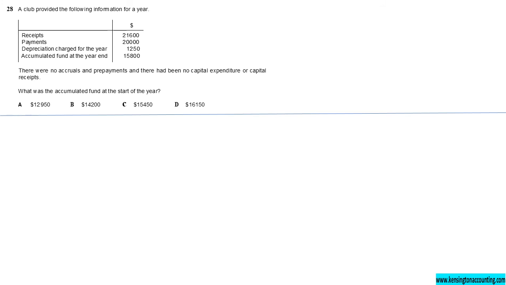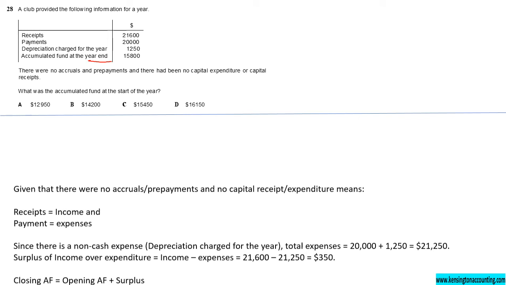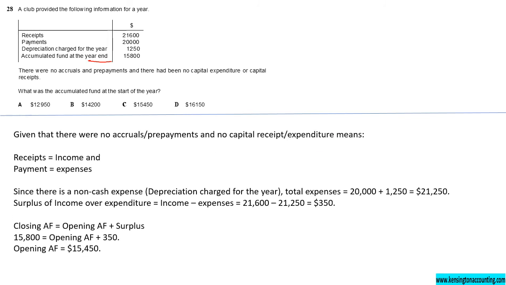Question 28 is about income and expenditure account for a club. We take note that the club has receipts, payments, a depreciation charge for the year, and accumulated fund at year end, that's closing accumulated fund. We also take note that there were no accruals or prepayments, and also there was no capital expenditure or capital receipt. Now, what does that mean when there's no capital expenditure? It means all the payments related to revenue expenditure, and therefore can be charged to the income and expenditure account.